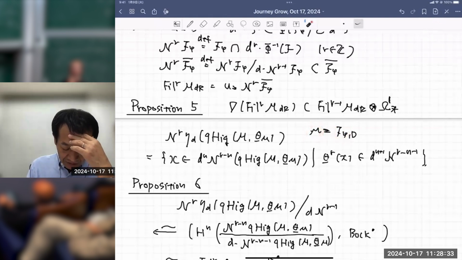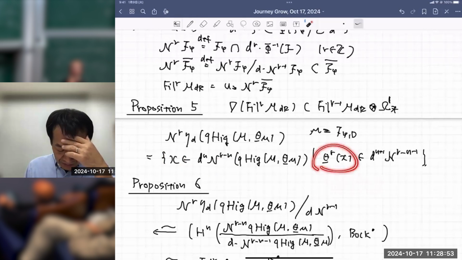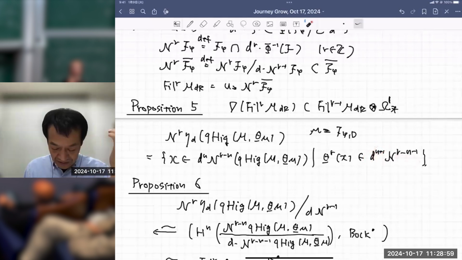So I just define the Nygaard filtration like this: an element of the nth power of d times the r minus nth filtration, such that the image under the differential map lies in the n plus 1th power of d times the r minus n minus 1th filtration. I don't explain why I consider this.